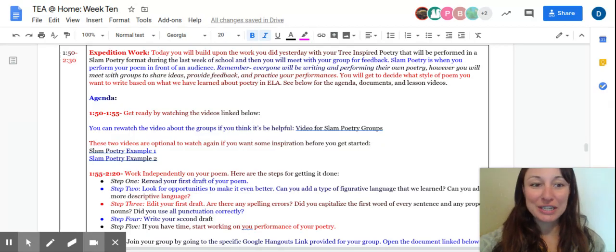We are completing our final product for our slam poetry of tree inspired poems. So, today, basically, what we're doing is we're building on the work that we did yesterday. So, we've been working on creating these inspired poems based on the category that your group was assigned.